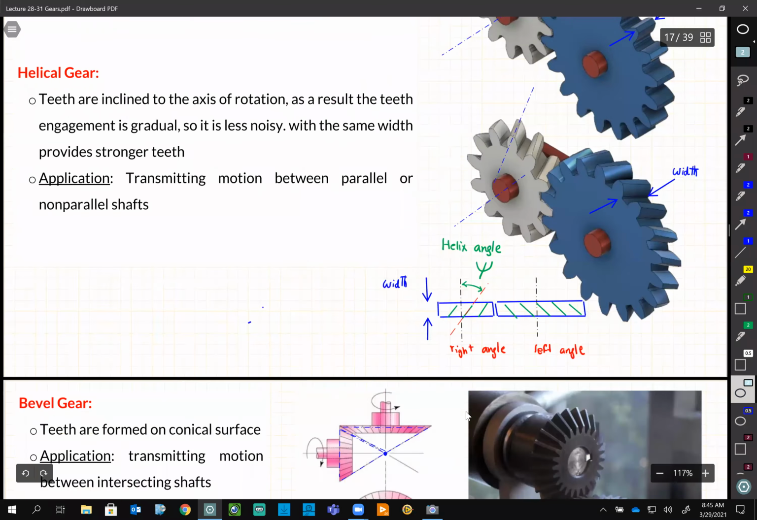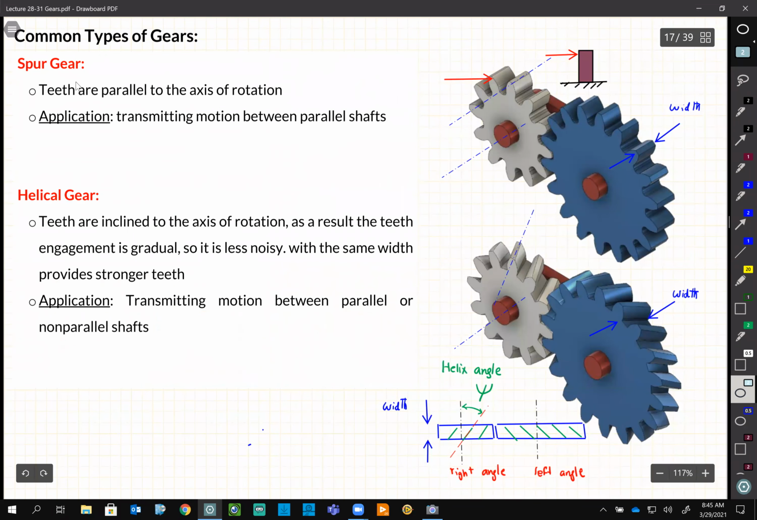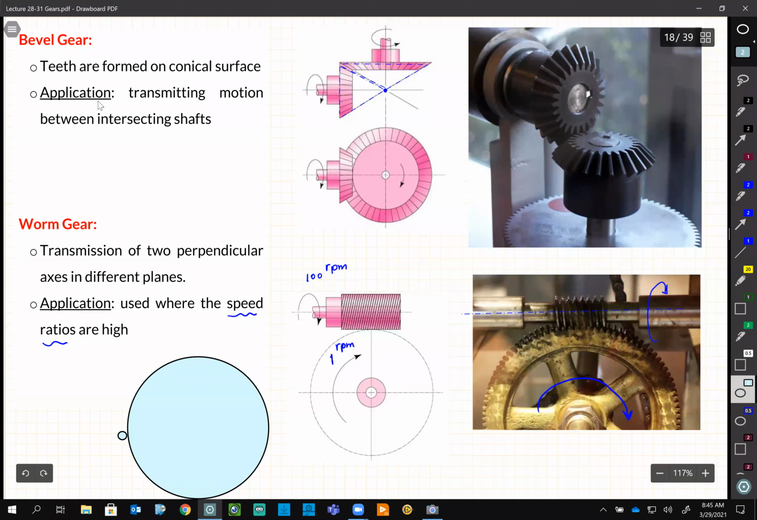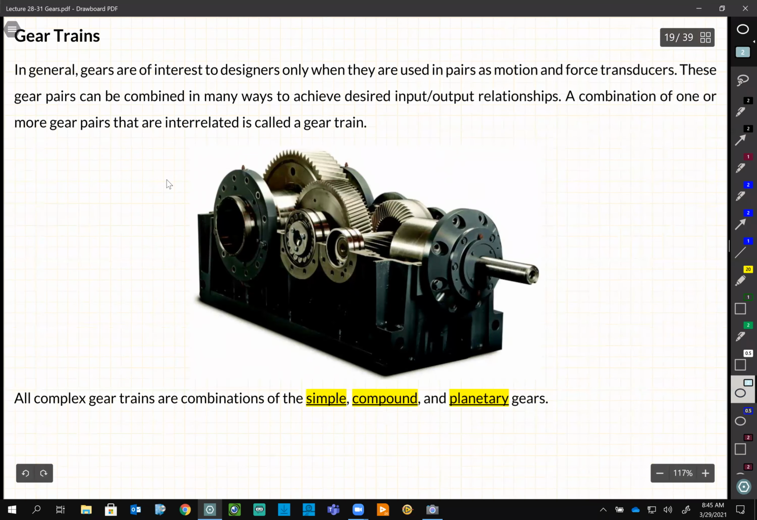So to summarize, 4 types of gears: spur, helical, bevel, and worm gears. There are other types of gears, but they are rare. And these 4 are the ones that we will mainly use to build gearboxes. So what is a gear train? A gear train is a gearbox. Several gears working together, we will call them gear trains.